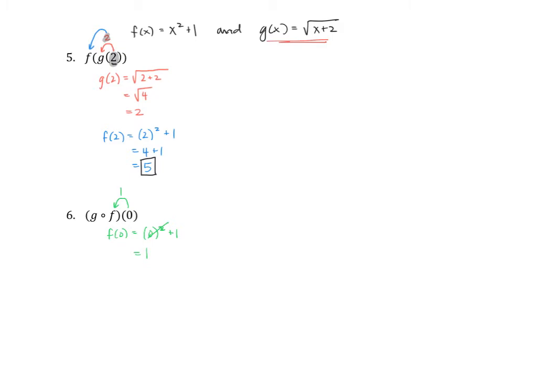Now I want to use the g. So I'm going to plug the 1 into g. So I'm going to find g of 1. That will be my next part. That'll be the square root of 1 plus 2, which will be the square root of 3. And that's all I can do there. So the answer to this is the square root of 3. So when you're finding compositions of functions and you're finding a value for that, you just work backwards.